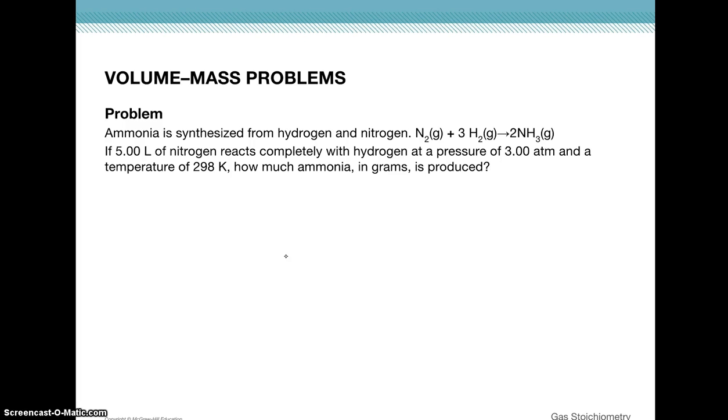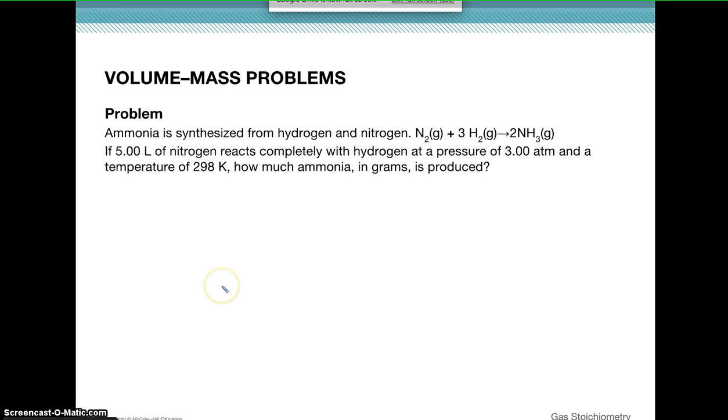Okay, next example. This time we're going to include mass, and this is going to make it a little more complicated because we can't use mass in our ratio with liters like we could moles. So here we have ammonia is synthesized from hydrogen and nitrogen. It gives us the balanced equation this time, so we don't have to write it. It says if 5 liters of nitrogen reacts completely with hydrogen at a pressure of 3 atmospheres and a temperature of 298 Kelvin, how much ammonia in grams is produced?